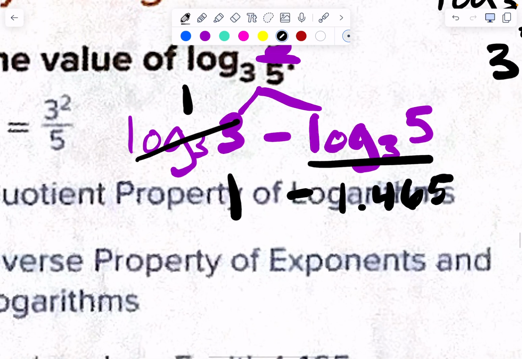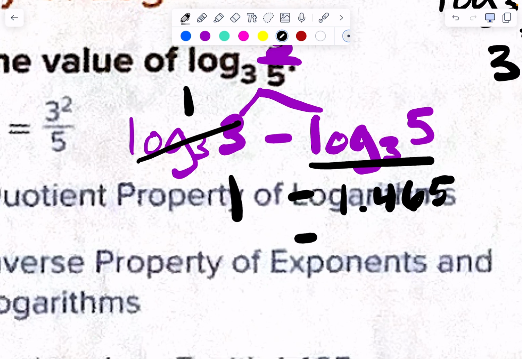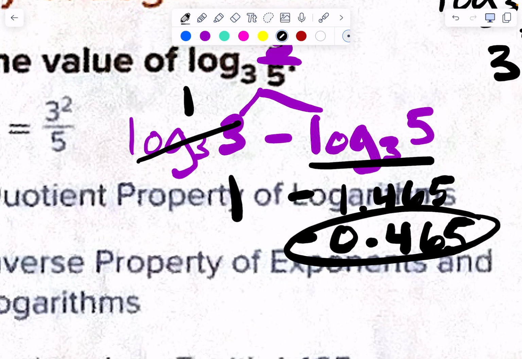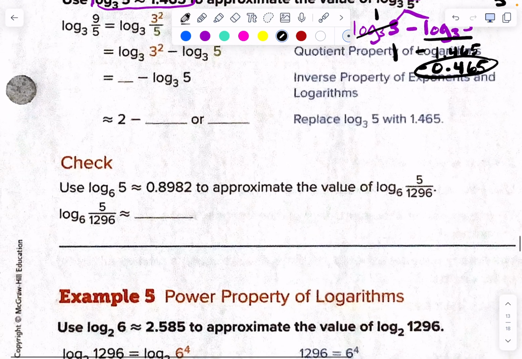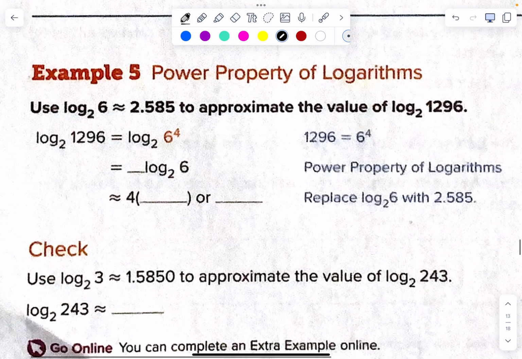So log base 3 of 3 cancels to be 1, minus this guy, 1.465. We subtract those, we get negative 0.465. That's what we get for an answer. Those are the rules for how log works, yeah? Okay. All right, let's go to this one.